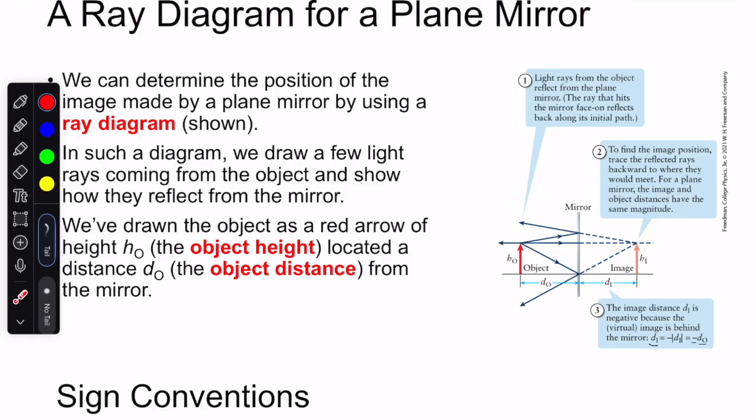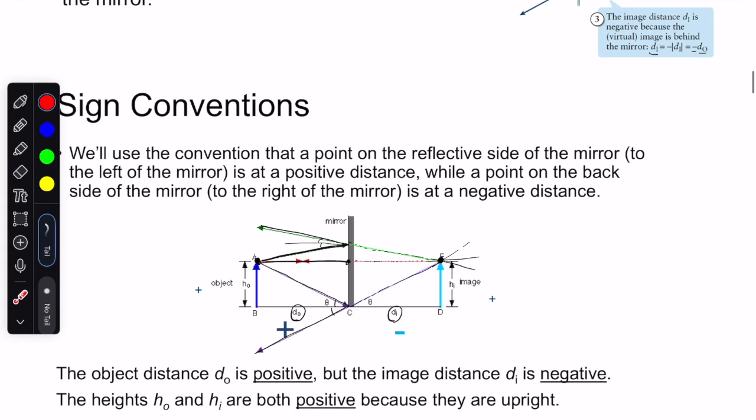And then the image that's created is going to be given a height HI, and it's going to be a distance DI away. And constructing the ray diagram will tell us the location of the image and the height of the image based on where these rays all converge. Okay, you see they're converging to a point. So let's talk about how we do that in a ray diagram.